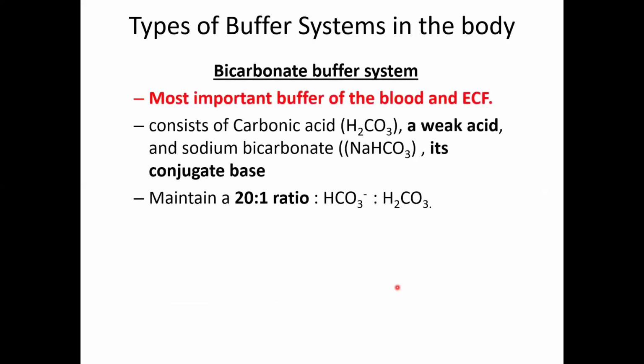So we talked about the buffer systems. What types of buffer systems are present in the body? First of all, the bicarbonate buffer system is present. It is the most important buffer of the blood and extracellular fluid. This buffer is a combination of carbonic acid, which is a weak acid, and its conjugate base, which is sodium bicarbonate. As we discussed, the ratio of 20:1 is always maintained for bicarbonate and carbonic acid.